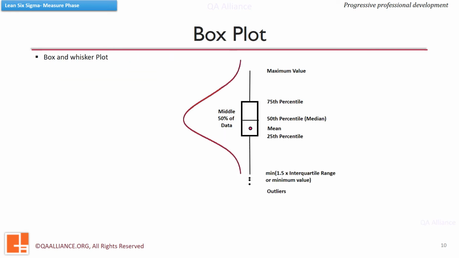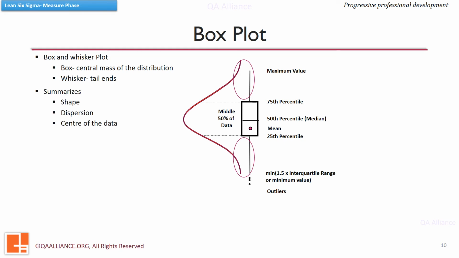A box plot, or box whisker plot, has a box representing the central mass of the distribution and thin lines, called whiskers, extending out on either side representing the thinning tails of the distribution. Box plots summarize information about the shape, dispersion and center of the data. It also helps in identifying outliers.